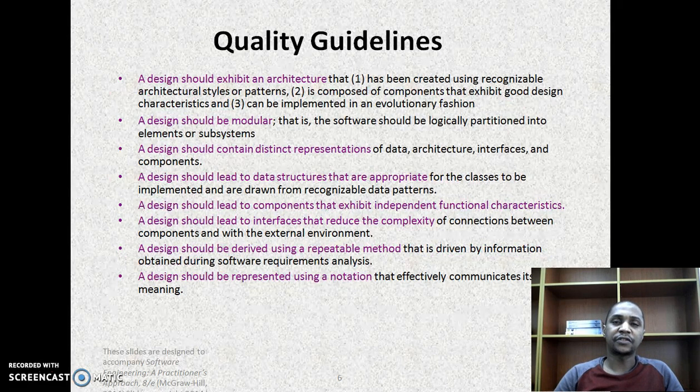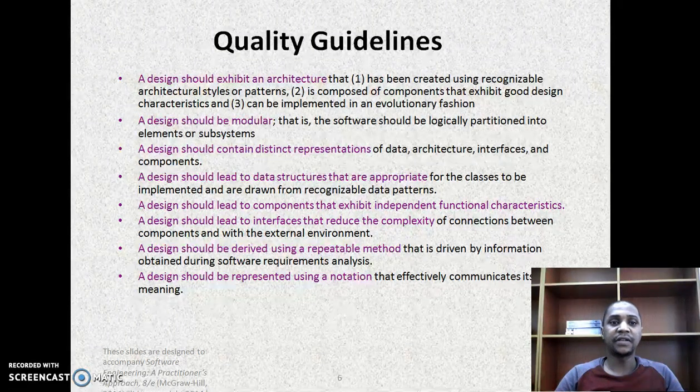So to go for software design, we need to understand, apply, and adhere to certain quality guidelines, because one of the primary intents of our design is to ensure quality. It's the fundamental for ensuring the quality of software development. So design should exhibit an architecture that, one, has been created using recognizable architectural styles or patterns, and is composed of components that exhibit good design characteristics and can be implemented in an evolutionary fashion.